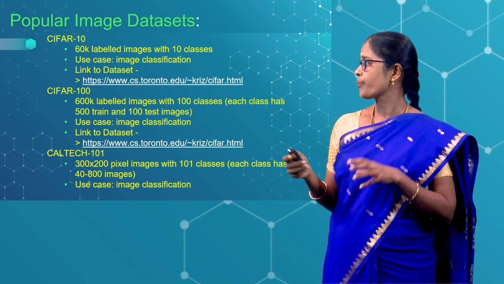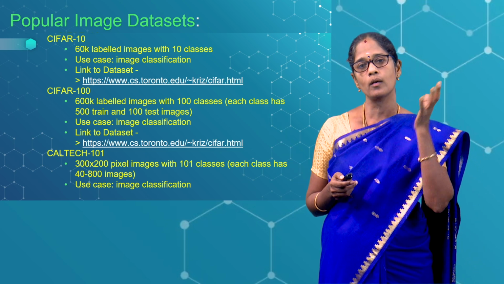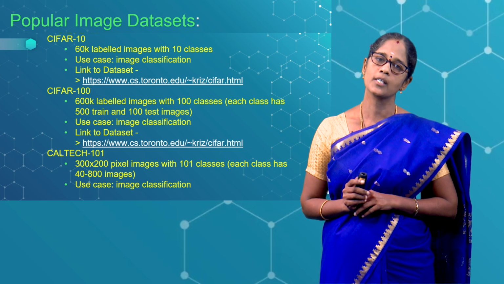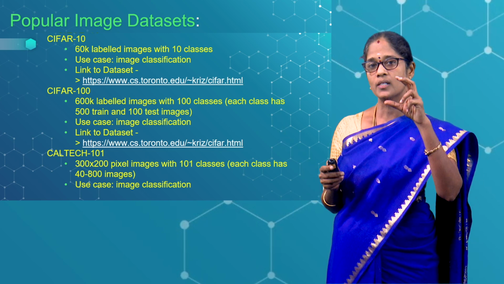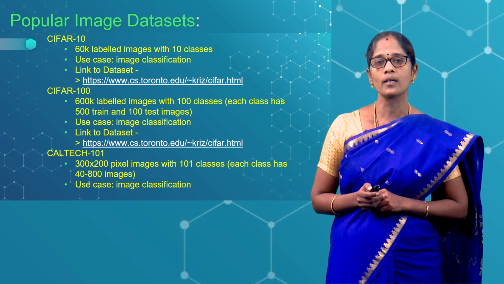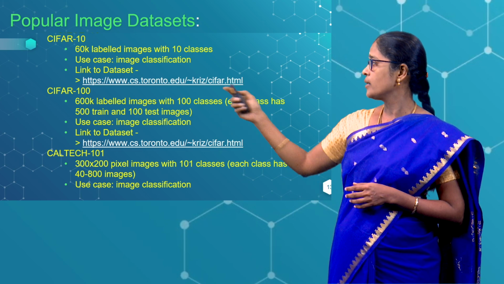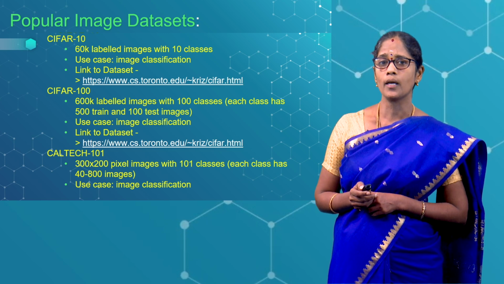So, these are the image data sets which are developed by or given in the public databases, where users can use them for their research purposes. And we have the Caltech 101, where the image size will be 300 by 200 pixels with 101 classes, different categories of images. Okay. And here 240 to 800 images are available.